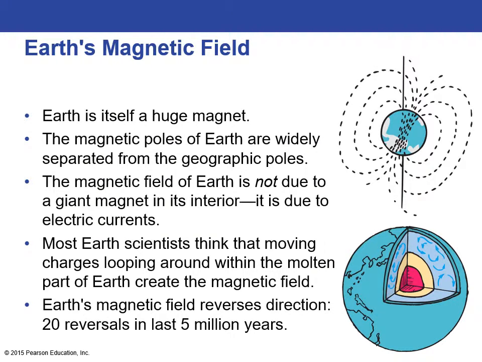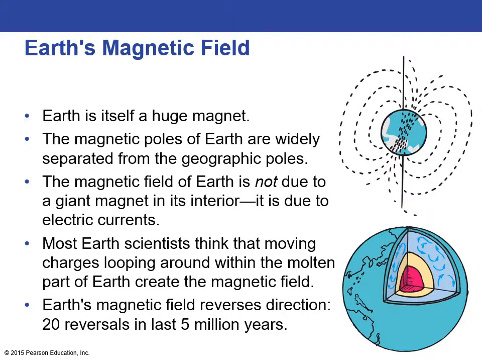So the Earth itself is actually a huge magnet, and you have the magnetic poles of Earth. So the magnetic poles are, you have your North Pole here and your South Pole here. They're not the same as the geographic poles, where you'd have your North Pole right here and your South Pole right here. They're a little bit off from that.